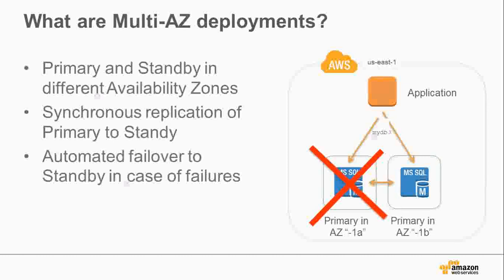Here's a diagram of an application that relies on RDS for SQL Server for its database layer. The application is running in Amazon Elastic Compute Cloud. The database is running in Amazon RDS, and both are located in the Amazon Web Services US East region. The application is configured to connect to a SQL Server database using its endpoint name.